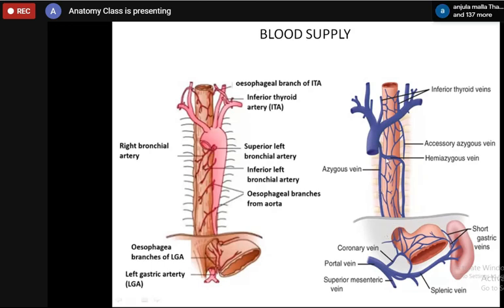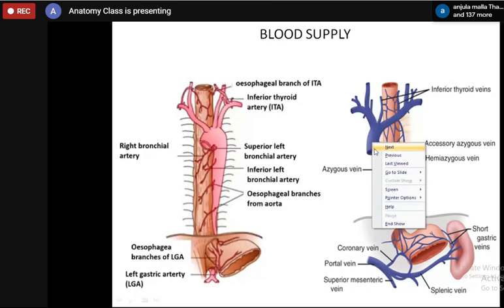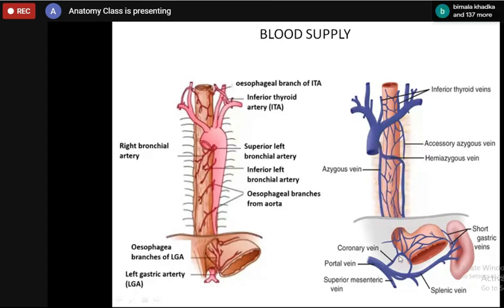So the azygos vein drains into the vena cava, which is the systemic vein here, and the left gastric vein drains into the portal vein. So this is the site of portocaval anastomosis, where the systemic veins are anastomosing with the portal vein. This is one of the sites of portocaval anastomosis, which has clinical significance, which will come later on in the clinical note. Okay, so I hope all of you are clear now.